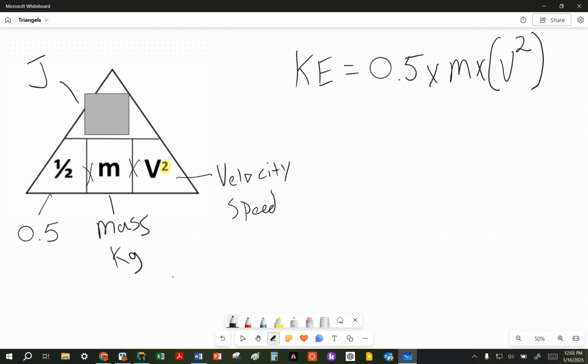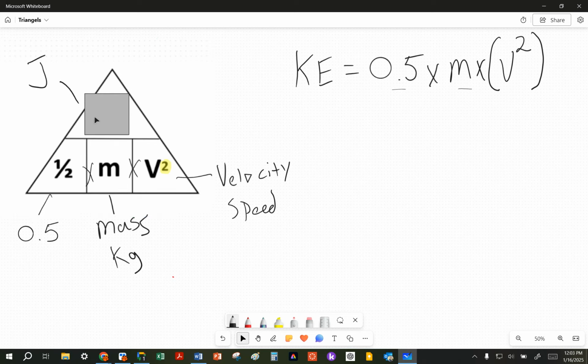And again, order of operations matters. So again, I like to square velocity first, then multiply it by mass, and then multiply it by 0.5. If you do it the other way, it's going to square your answer at the end, and that's not the right answer at the end of the day. So make sure you're doing that correctly.